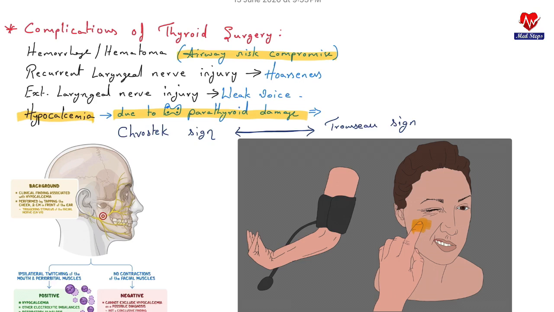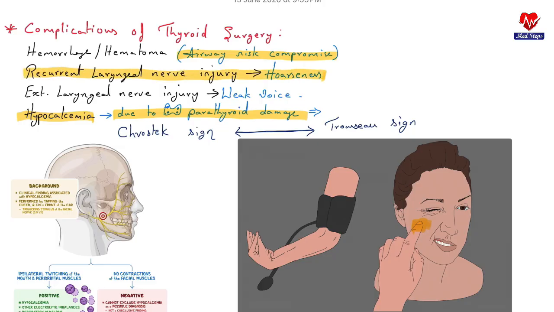Next we can see Trousseau's sign. Trousseau's sign means, just like how we check blood pressure, if we inflate the cuff, the patient will get wrist flexion with the thumb and index finger opposing. This sign we call Trousseau's sign. Why is the patient getting this? Because of hypocalcemia. And with recurrent laryngeal nerve injury, the patient will get a hoarse voice.